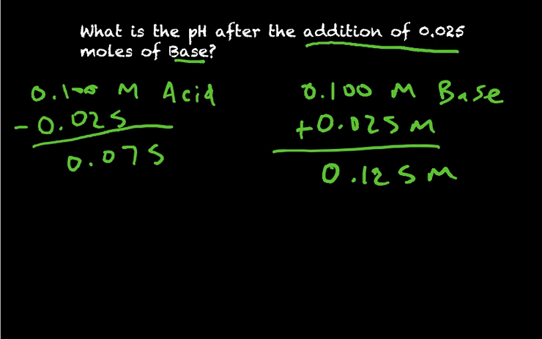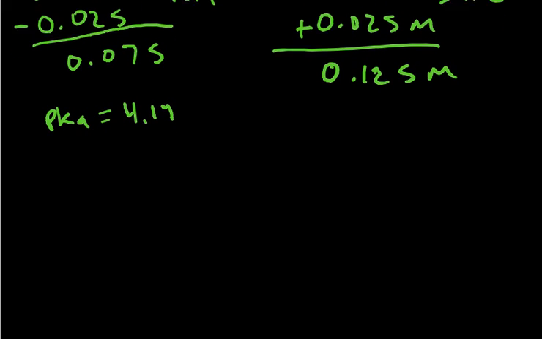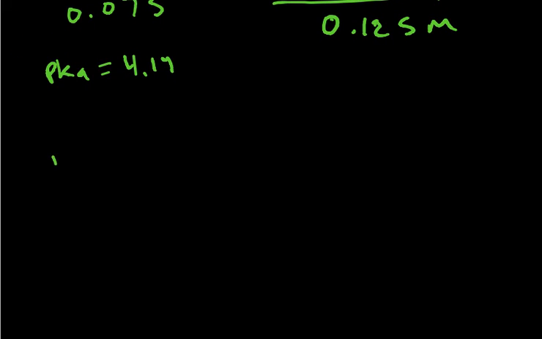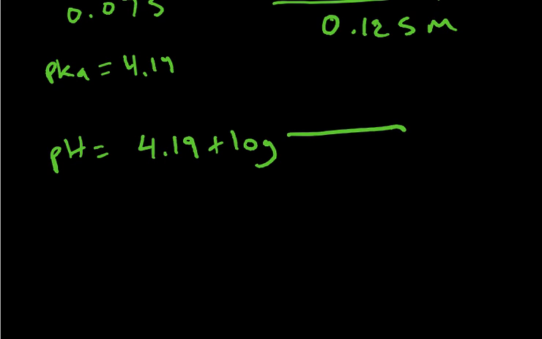Now, we can use the Henderson-Hasselbalch equation once again. So, our pKa, which was given above, is equal to 4.19. So our equation would read the pH is equal to the pKa, 4.19, plus the log of the base over the acid. So our new base is 0.125, and our new acid concentration is 0.075.